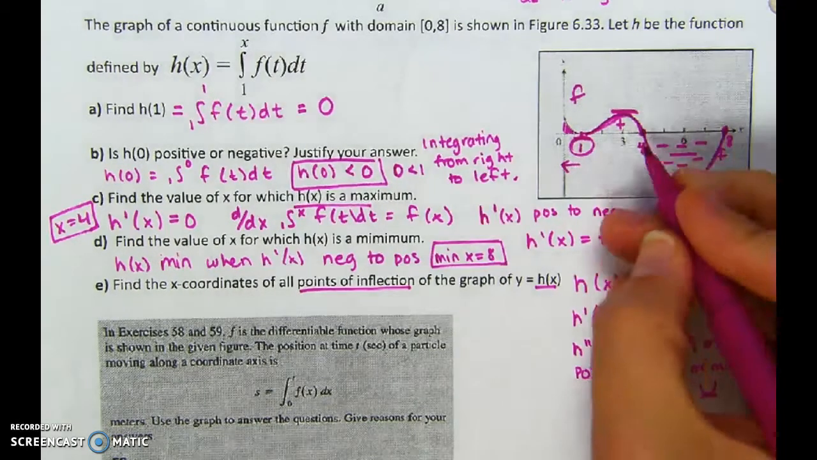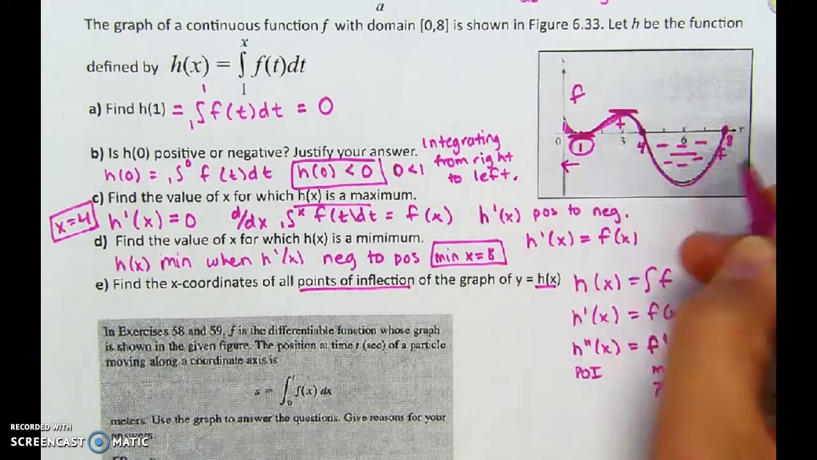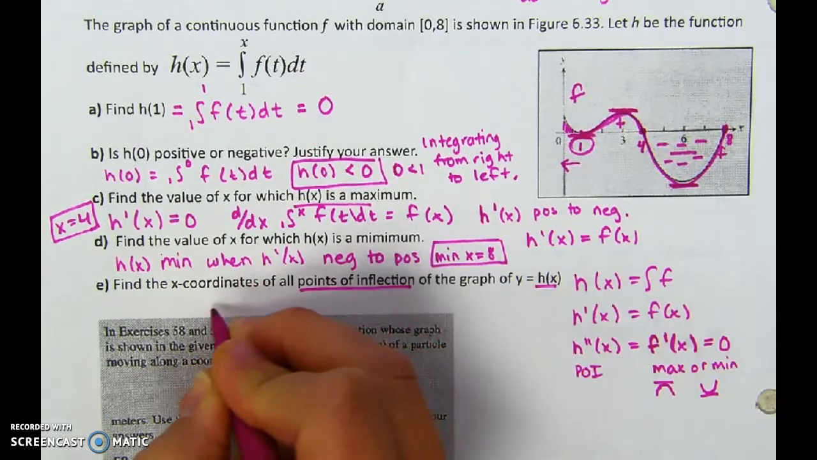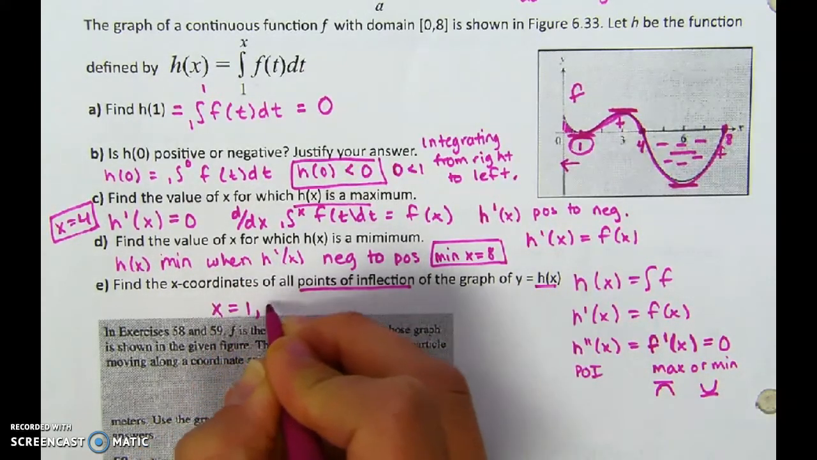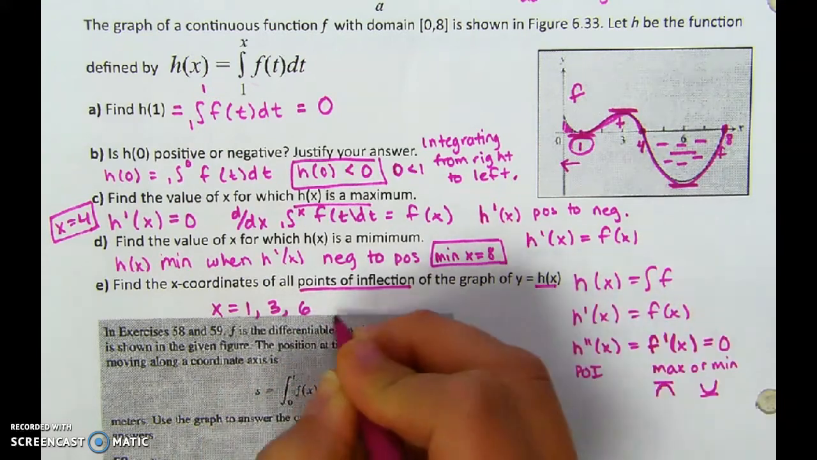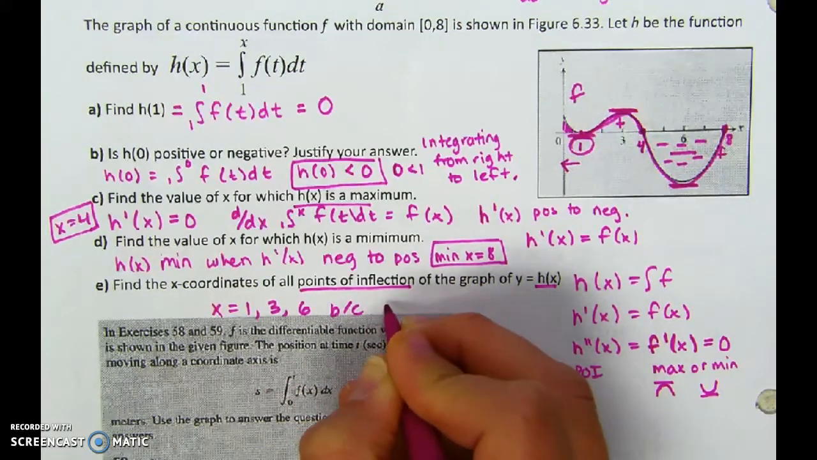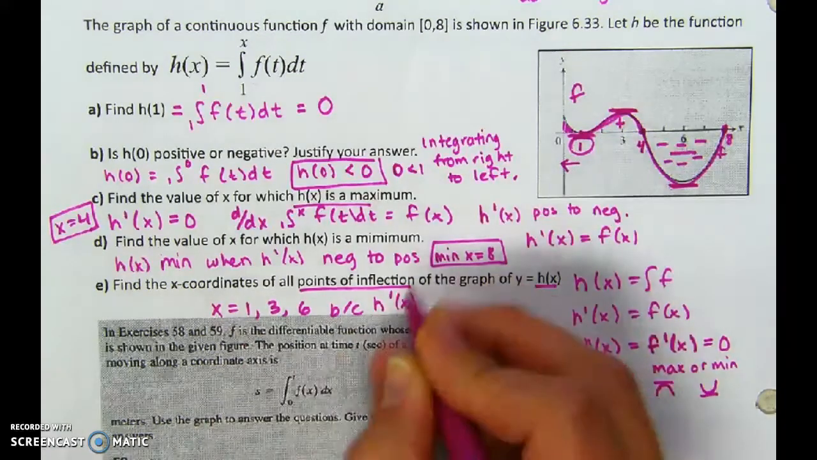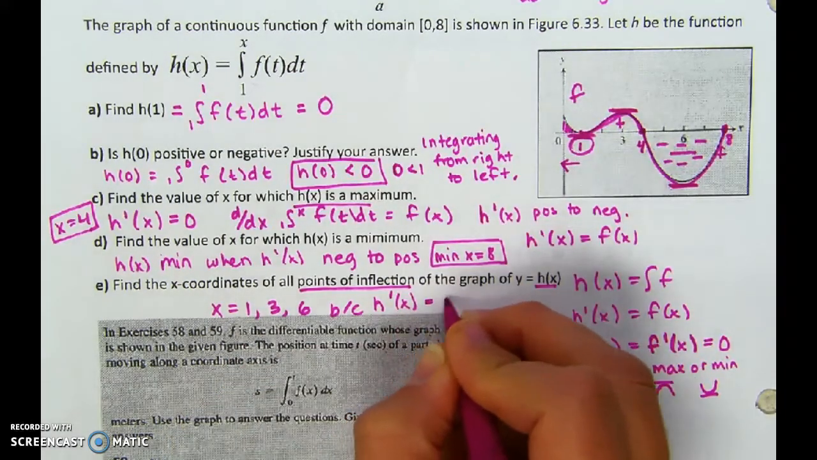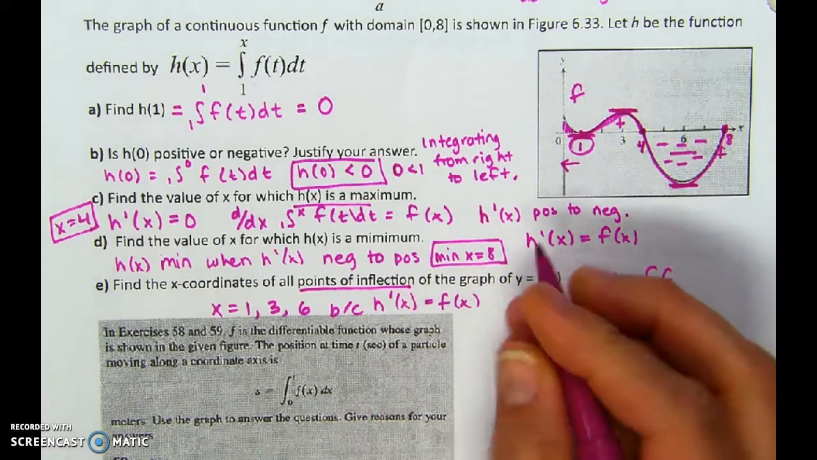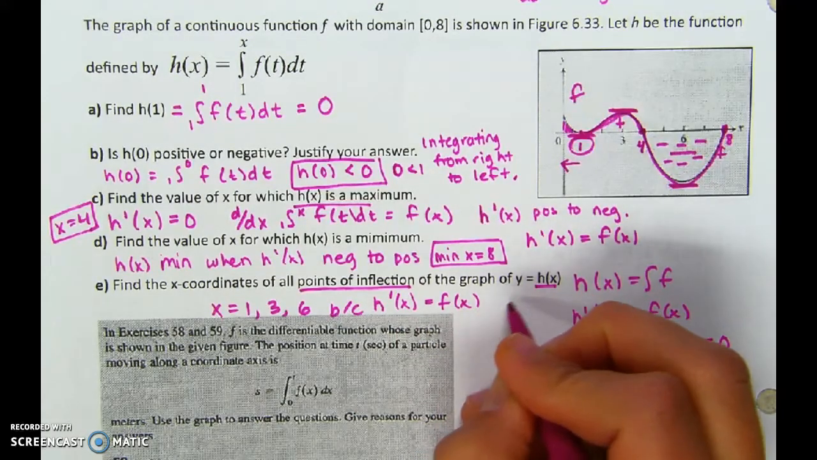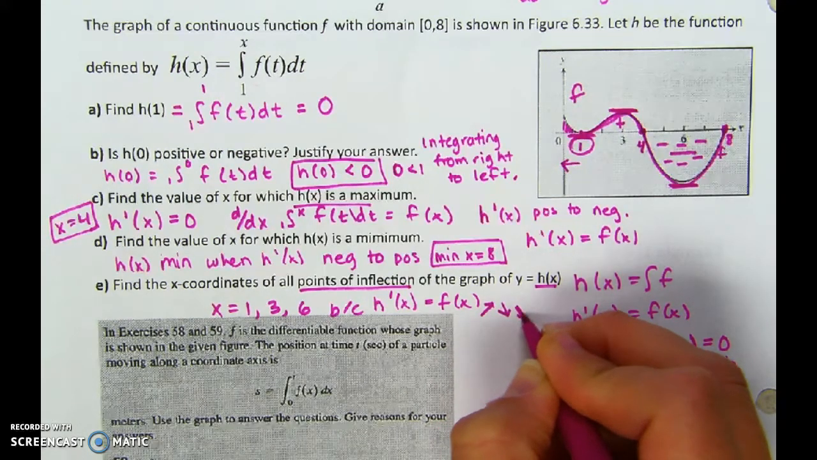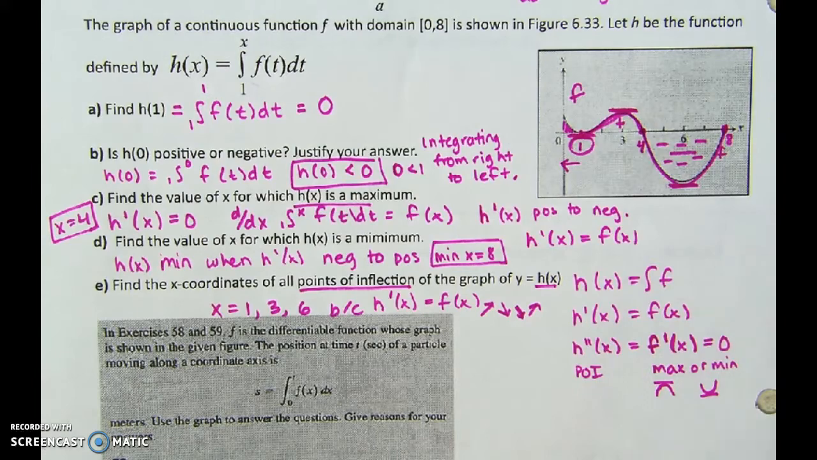I'm back. Okay, at 1, at 3, and at 6. So points of inflection for h will be 1, 3, and 6. And the reason is because h prime equals f, and f changes from increasing to decreasing or decreasing to increasing.